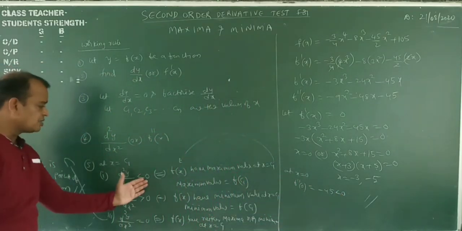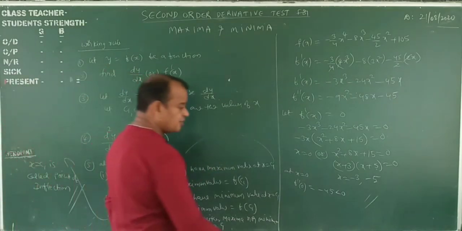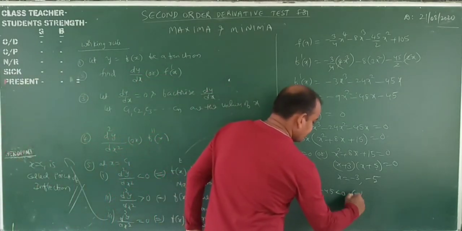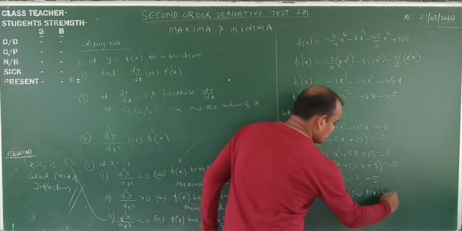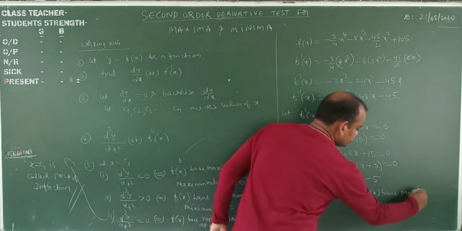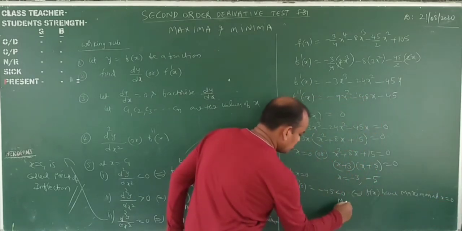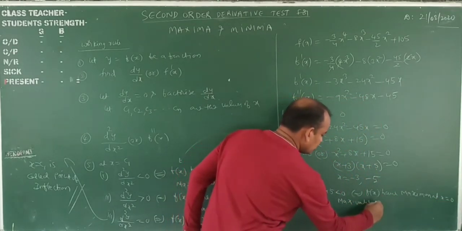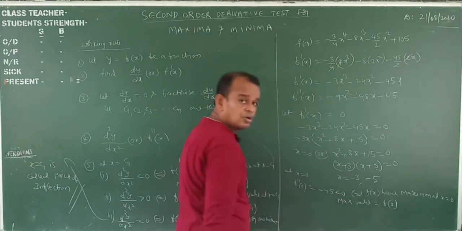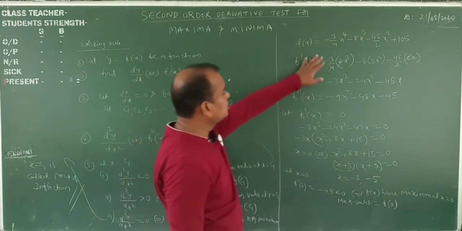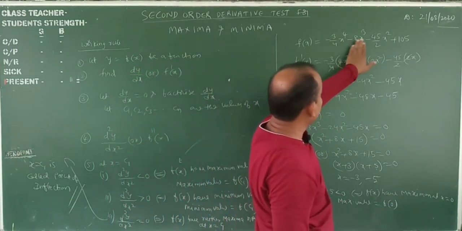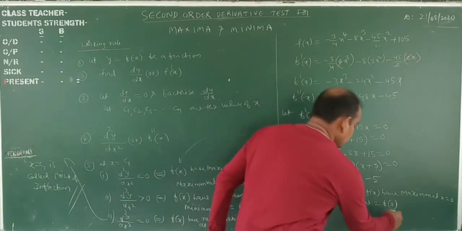Second order derivative is negative means the function f of x has a maximum at x is equal to 0. Therefore maximum value, max value is equal to f of 0. Substitute here 0, 0, 0, 0. What happened? That is equal to 105.